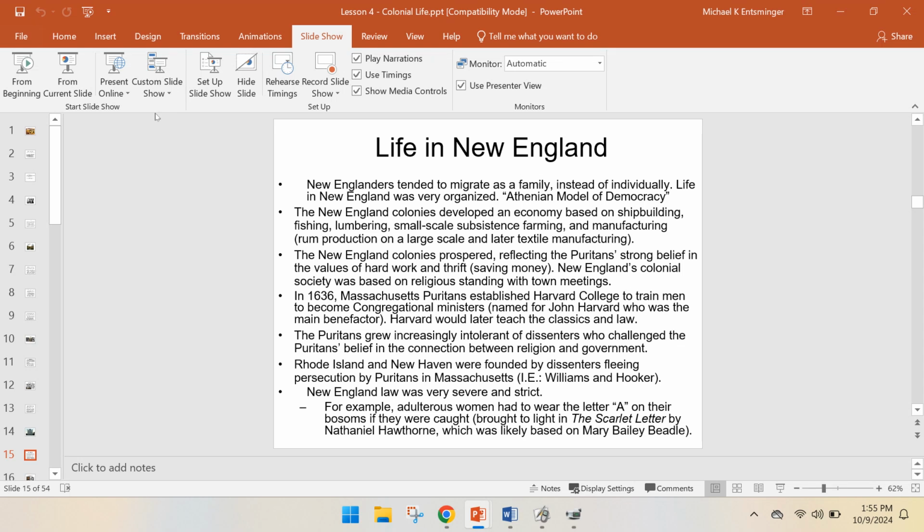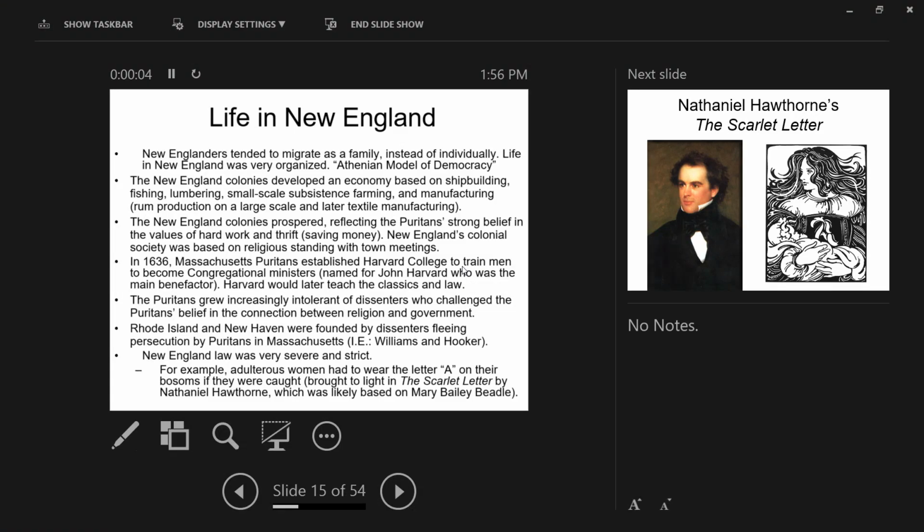Some of this is review, some of it is new, because we've already talked about the formation of the New England and the Middle Colonies in Lesson 3. New Englanders tended to migrate as families instead of individually, because overwhelmingly most of our New Englanders, their founding principles were based in the Congregationalist Puritan faith. They were very organized. They participated in what is called the Athenian model of democracy, better known to us today as the what type of vote?